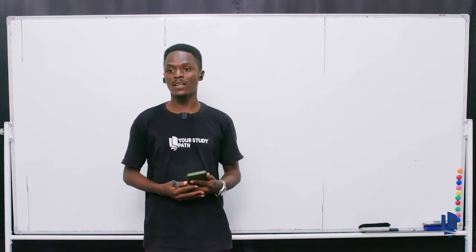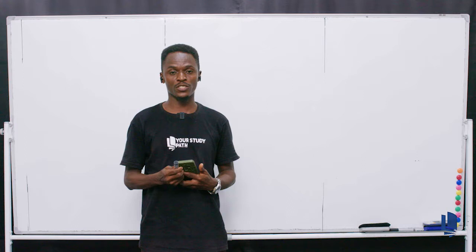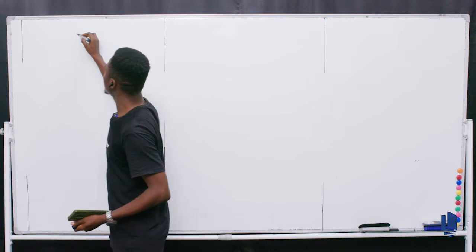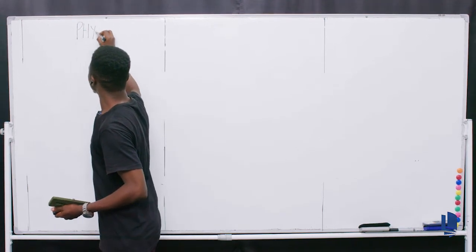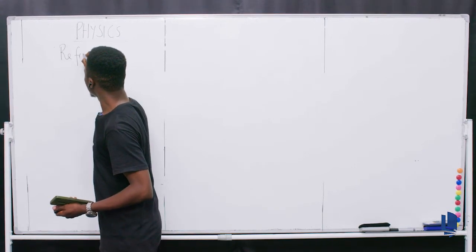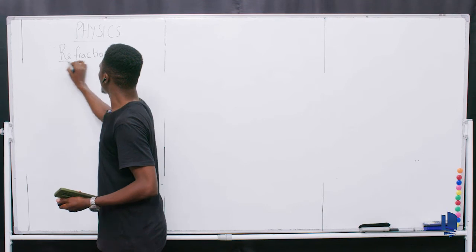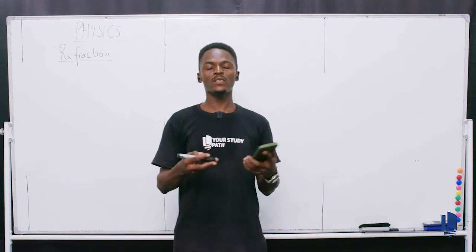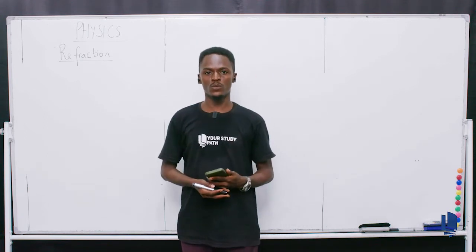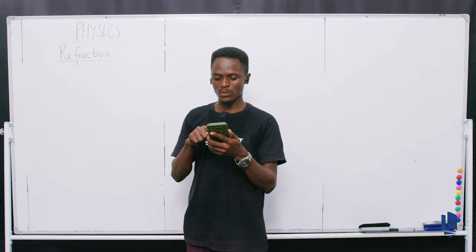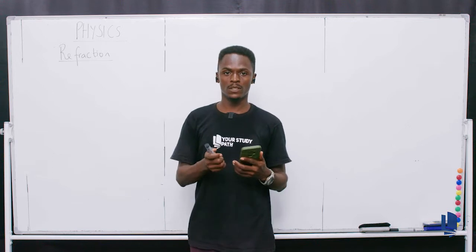Considering the last class, we stopped our topic revision on the topic refraction. We looked at refraction in the last class, of which we said we are going to be looking at calculations under this aspect. What are the likely ways for which you could be asked questions with regards to this part? So let's get right into it. We'll look at the first calculation on refraction, which goes thus.